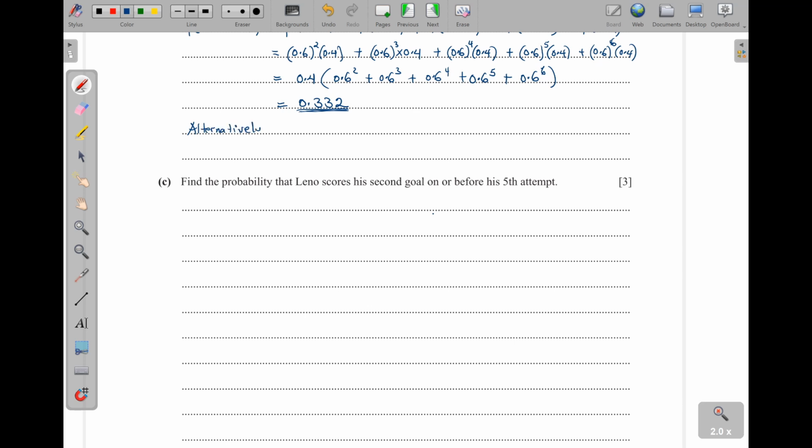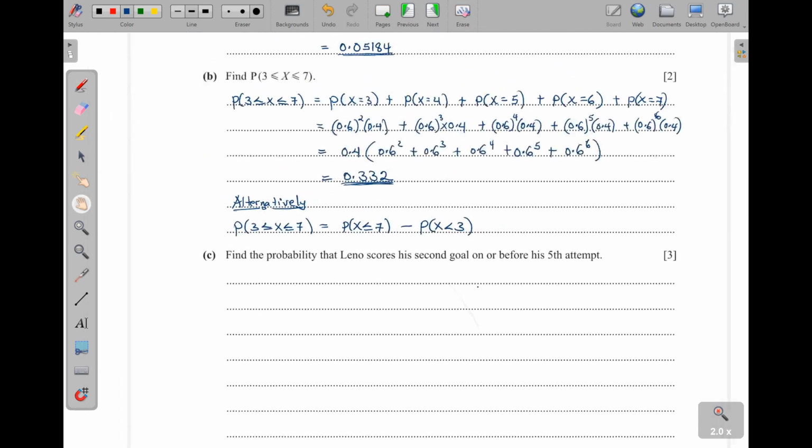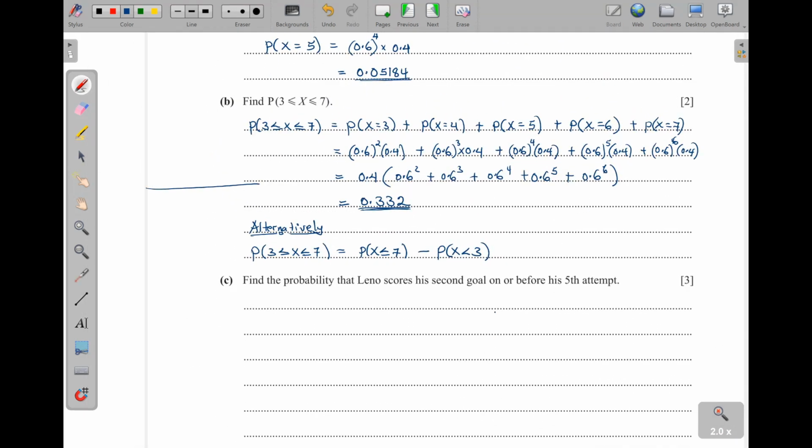Alternatively, we can say the probability of 3 ≤ x ≤ 7 is the same as the probability of x ≤ 7, minus the probability of x < 3. Why am I choosing less than 3? The numbers 3 and 7 are inclusive. So we want from here to there. That means I will get, from here, the whole of it, then we subtract before this 3 because 3 is inclusive. Okay, so that's what we are having here.